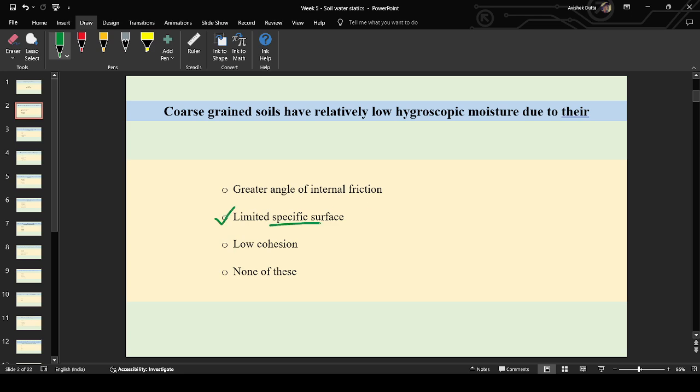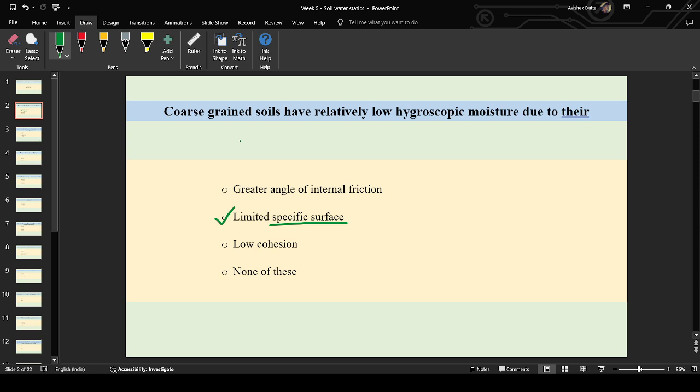specific surface means surface area per unit mass. They have higher particle size. So if per unit mass surface area is less, then less amount of water will be absorbed on the surface.